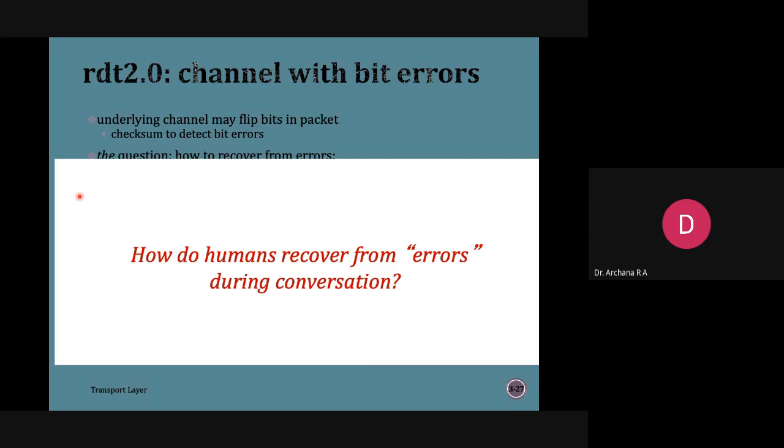This is during conversation. He needs to reply something: I'm okay, or I'm not okay, I'm not feeling well, like that. While doing the conversation, the other person should reply. If there is no reply, either there may be a network issue or a problem with the phone. So how do humans recover from errors during conversation? He is going to turn off the phone and redo the call. In the same way it happens with bit errors. So we'll see that.